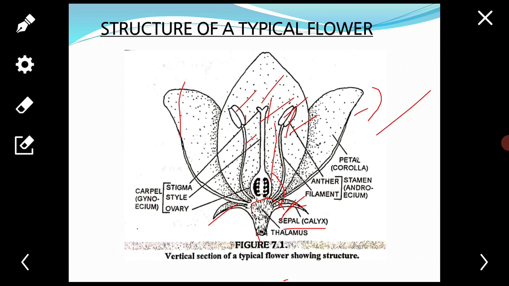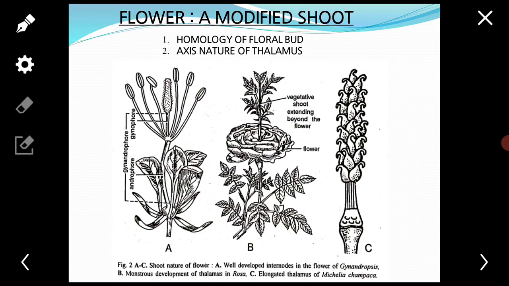Seeds remain protected inside the ovary or the fruit. Seed provides protection and nourishment to the embryo. Next, students, that is the flower, a modified shoot.